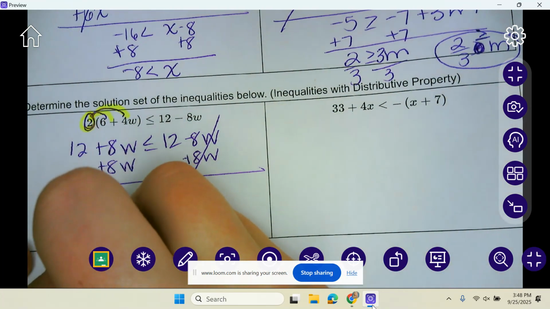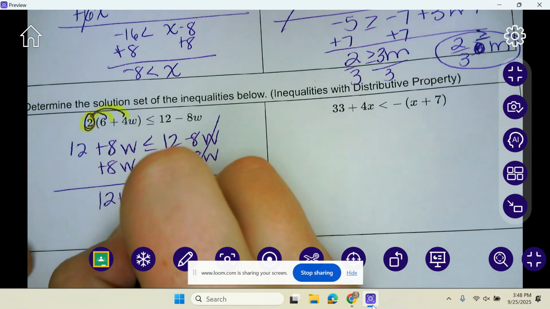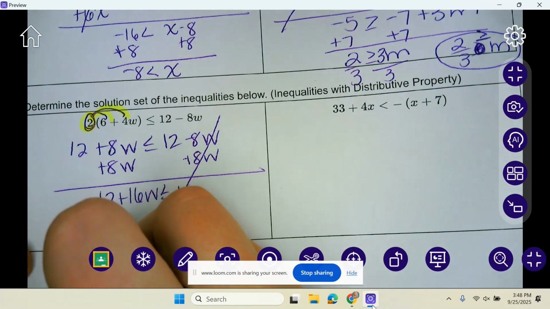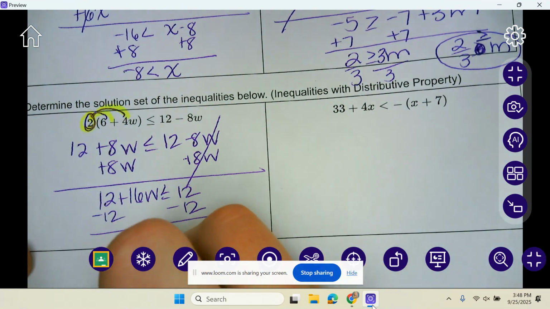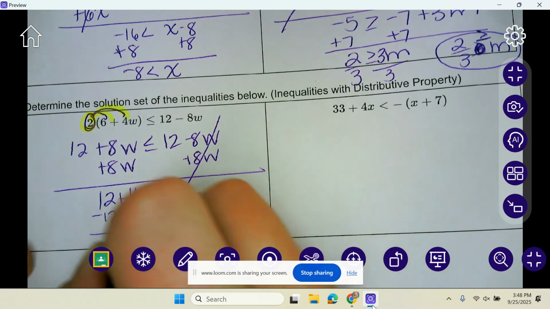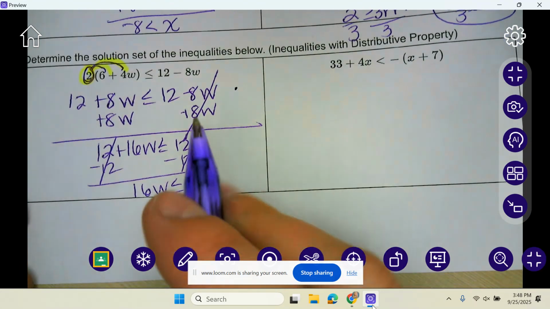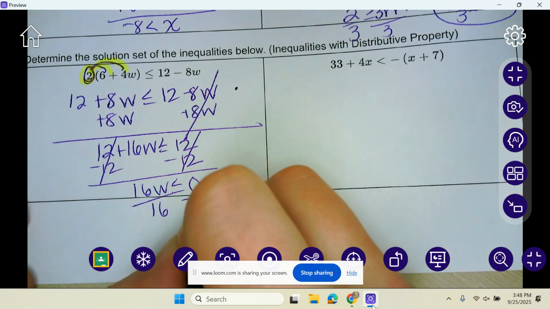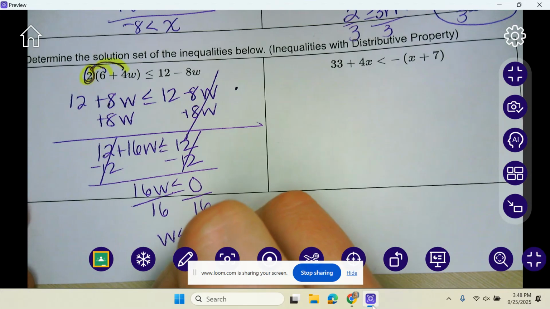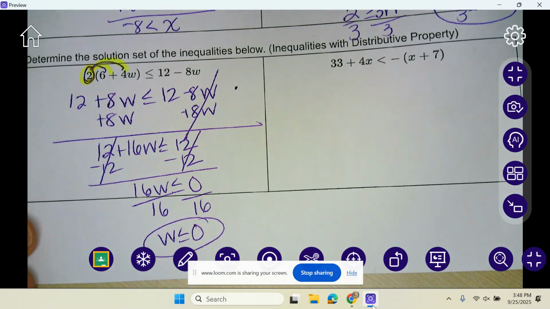Cancel. Take away 12. Cancel, cancel. If you have two sides of canceling, it's just 0. So divide by 16. W is equal to 0.